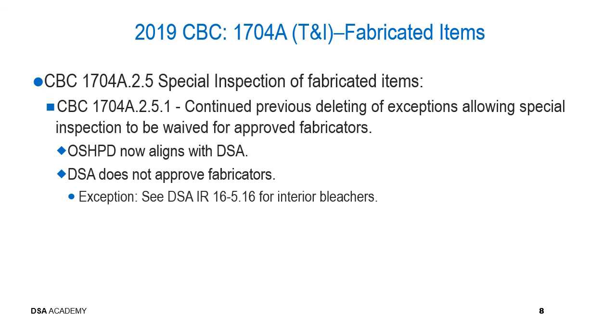Special inspection of fabricated items is going to be found in CBC Section 1704A.2.5. As you'll see here, there's not much new in the 2019 CBC. We continued previous deleting of exceptions that allowed special inspection to be waived for approved fabricators. If you recall, DSA does not approve fabricators. OSHPD now aligns with DSA on this. There is one exception for DSA, and that's going to be interior bleachers. If you refer to DSA IR 16-5.16, there's some information regarding special inspection for those fabricated items.